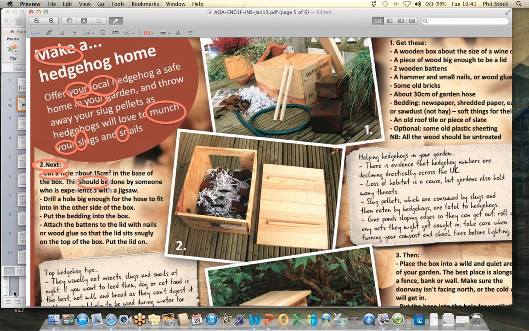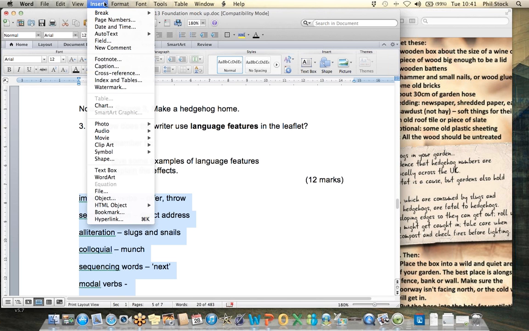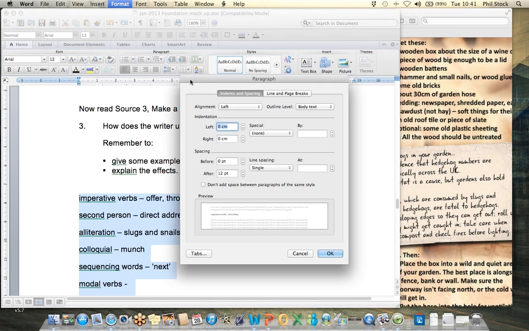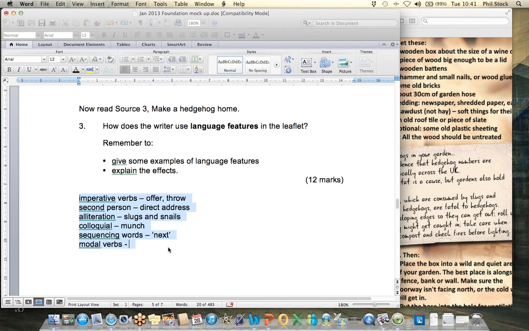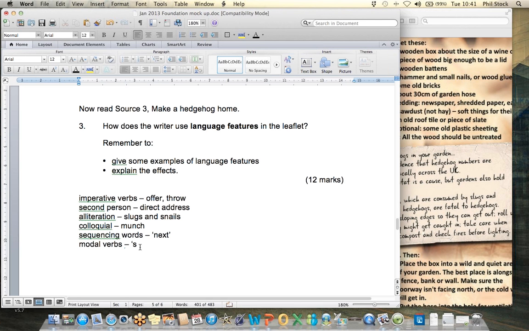That's a modal verb. And modal verbs are words like could, would, should, must, can, may. And what they do is they imply degrees of possibility, degrees of probability. And that can be very useful in advising somebody, because you don't want to tell them do this, do that, but you want to give them a sense of what's most likely to happen. So here I've got should, because they're trying to advise you about the safety aspects of preparing this box for the hedgehog.